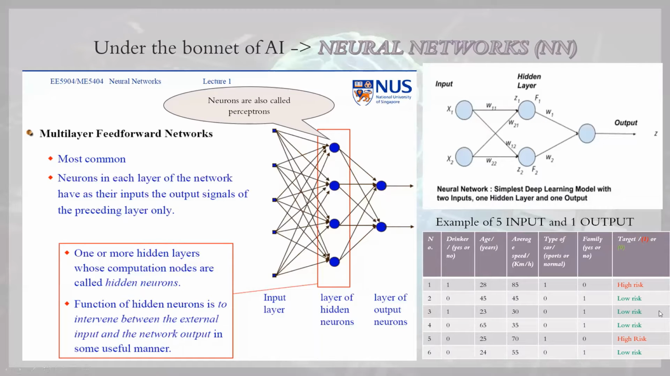Then the output will be this target value, high risk, low risk. These two. Okay, so let's move on.